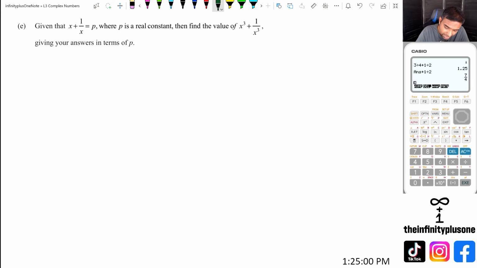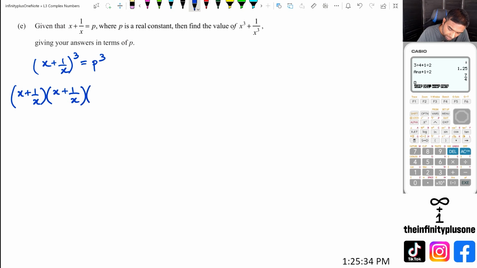So the way we're going to do this is, if I do x plus 1 over x to the power of 3, then I'm going to get p to the power of 3. So all I'm going to do is expand the brackets on the right hand side and just leave x cubed plus 1 over x cubed there. And I think if I do that, I should be able to get the rest of the answers, all right? Because you're writing it in terms of p. So we've got x plus 1 over x multiplied by x plus 1 over x multiplied by x plus 1 over x.